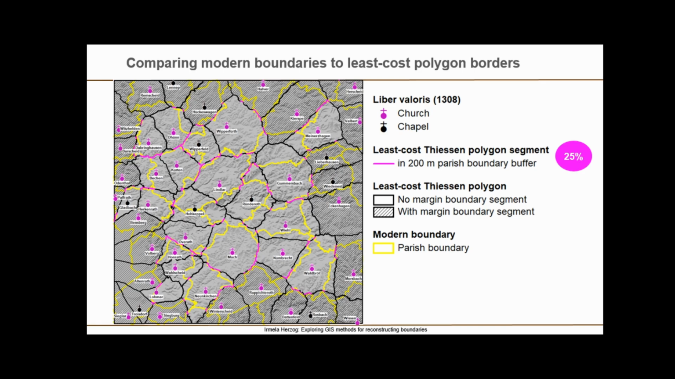But what we also can do is compare Thiessen polygons to the modern boundaries. So in this case, we have 25% overlap, which is not really nice, but it's too much to say that it is just arbitrary. So there is some relationship between modern boundaries and these cost polygon borders. But there are still some experiments to be done here.